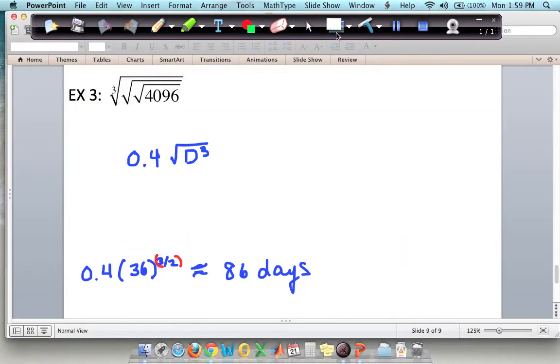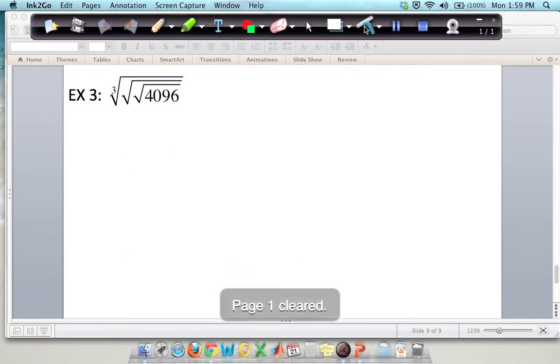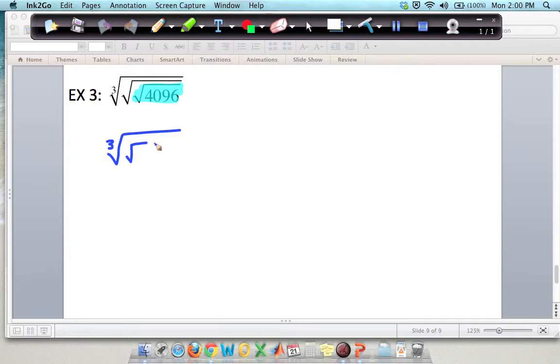Okay, and last example. This looks like it's going to be really complicated, but if you take it step by step, it actually works out pretty well. So kind of almost think of these radicals like parentheses, and I'm just going to deal with the inside radical first, which means I'm going to rewrite the other two. So I'm going to rewrite the cubed root, and the radical sign. And I'm just going to deal with the square root of 4096. And when you take the square root of 4096, you get 64.